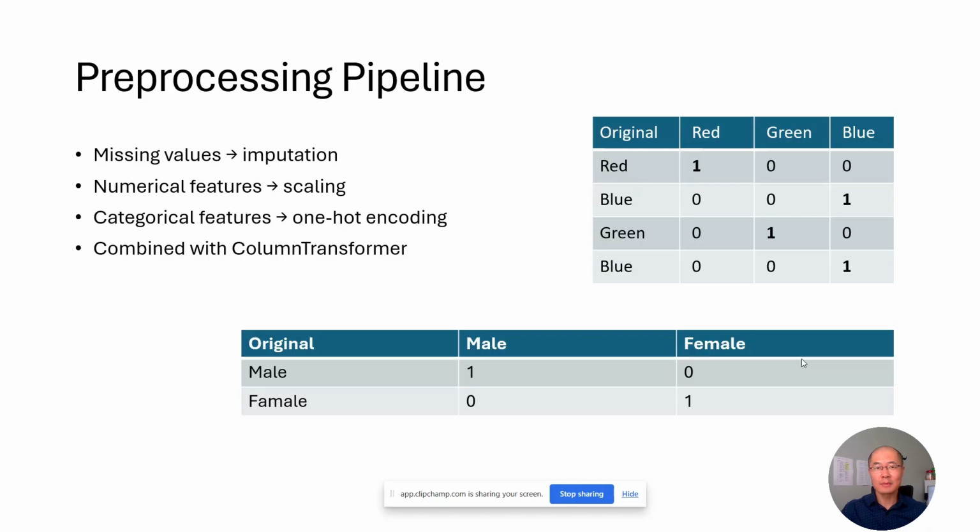In this slide, you will see color encoding and gender encoding. For example, the red color can be encoded as 100, blue encoded as 001. Another example is gender. Male is encoded as 10 and female is encoded as 01.